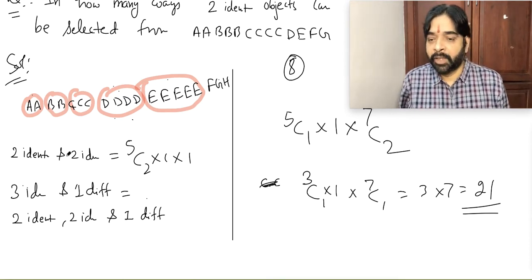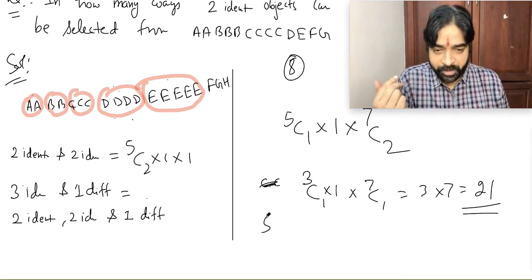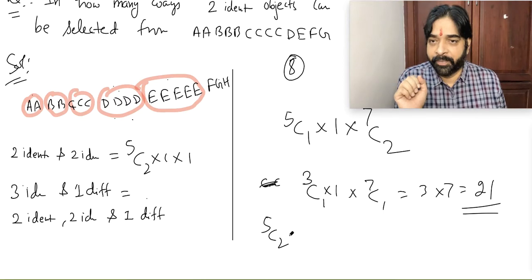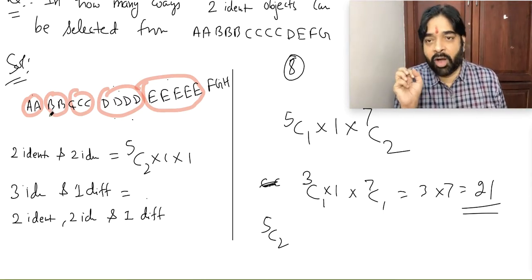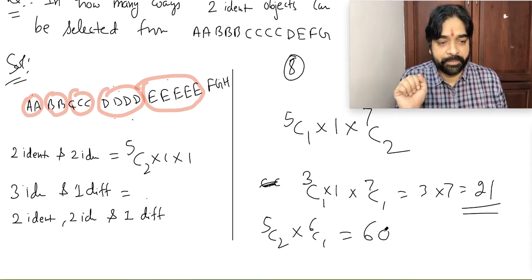Check it here. 2 identical means 2 group I want. So 5 group, so 5C2, 2 group. Yes or no? 2 group is ready. Now how many different letters are left? By 2 different letters gone, so 6 letters left, so into 6C1. Finish. Answer 60.